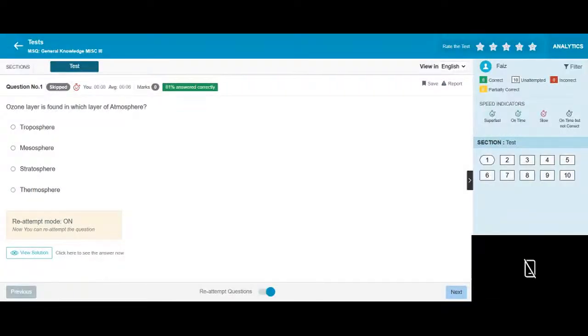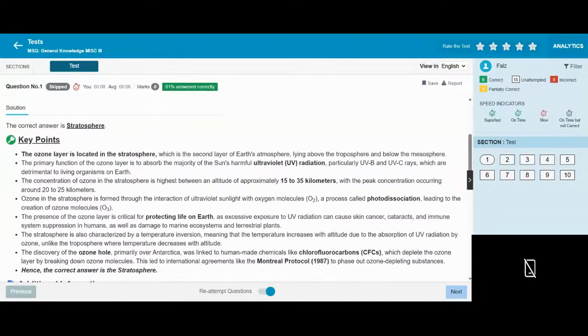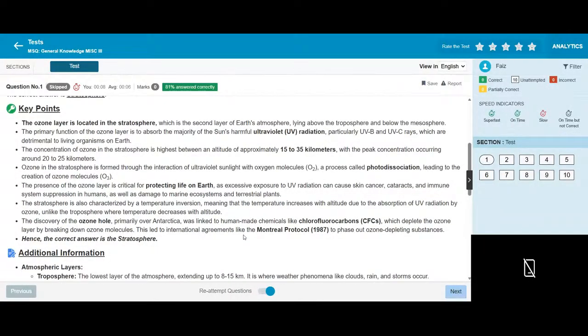Question 1. Ozone layer is found in which layer of atmosphere? Stratosphere. Ozone layer is located in stratosphere, which is the second layer of Earth's atmosphere, lying above the troposphere and below the mesosphere. The primary function of the ozone layer is to absorb the majority of the sun's harmful UV, particularly UVB and UVC rays, which are detrimental to living organisms on Earth.